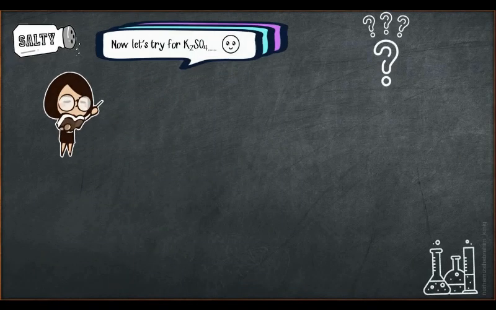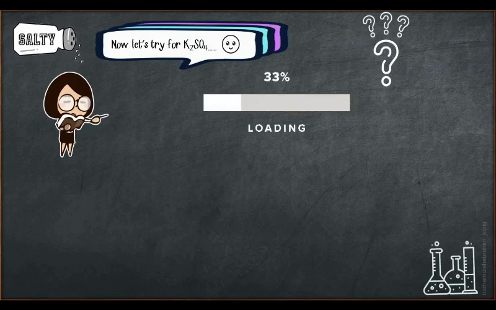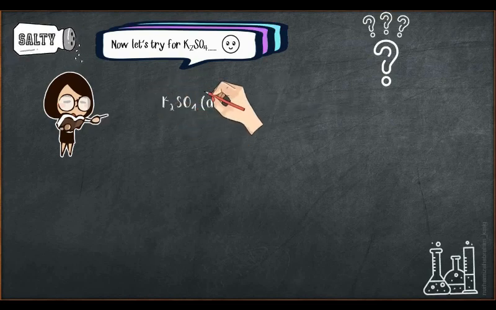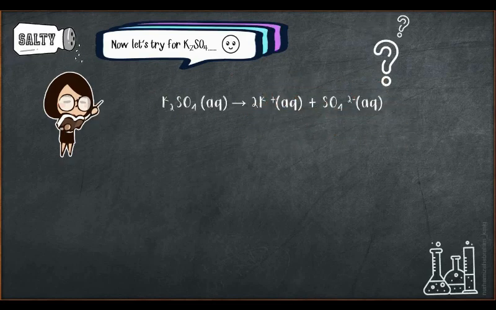Now you try for the salt potassium sulfate, K2SO4. Firstly, you need to write the dissociation equation for potassium sulfate. Potassium sulfate, when dissociated in water, will produce potassium ion, K+, and sulfate ion, SO4 2-.